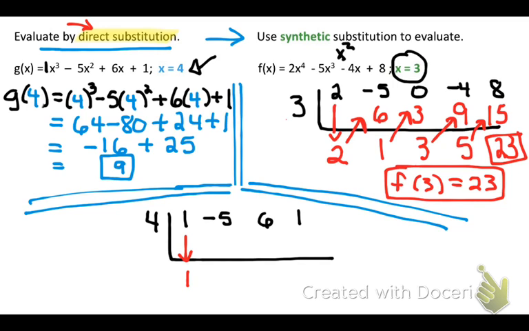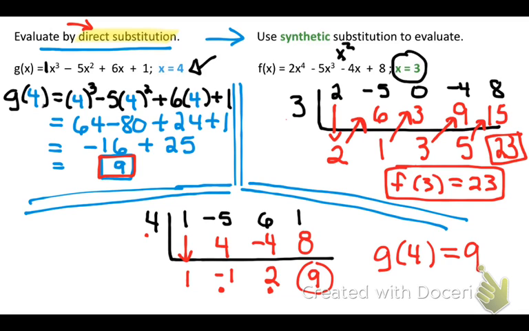4 times 1 is 4. -5 and 4 is -1. 4 times -1 is -4. 6 and -4 is 2. 4 times 2 is 8. 1 plus 8 is 9. That is the same answer we got when we used direct substitution. So G of 4 equals 9. On video 5.2b, we'll actually graph the polynomial functions.